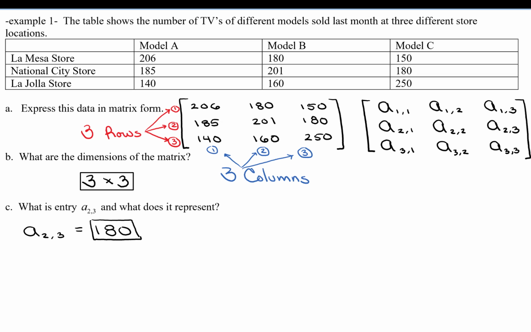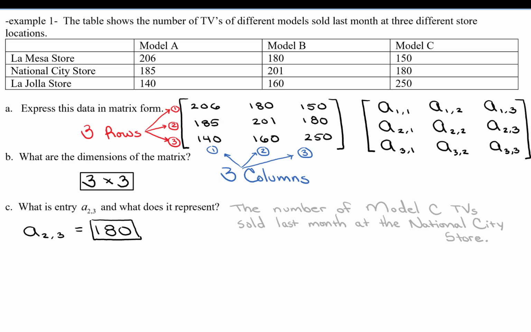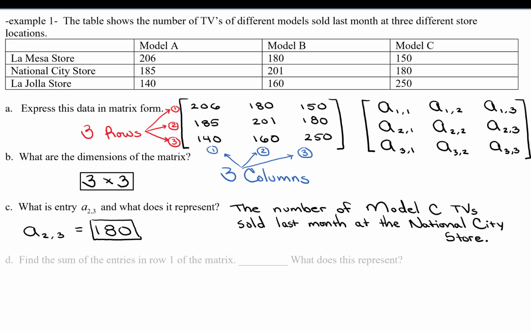The second part to this question is, what does it represent? In this problem, this element represents the number of Model C TVs sold last month at the National City Store. Since row 2 represents the number of TVs sold at the National City Store, and column 3 represents the number of Model C TVs sold.